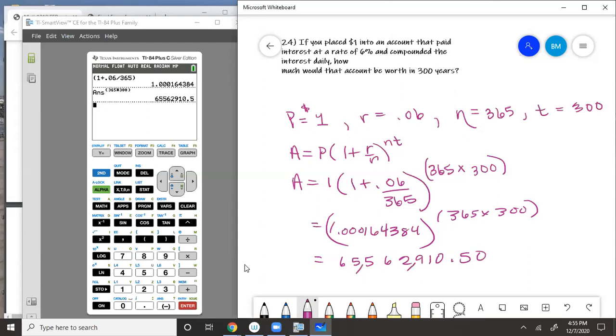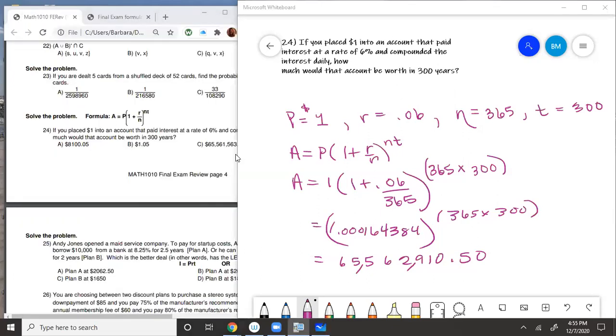So $1 invested in an account at a rate of 6% over 300 years, compounded daily, will give us 65 million when we're 300 years old. So our great grandchildren will really appreciate it. All right, good job. That's forward thinking.